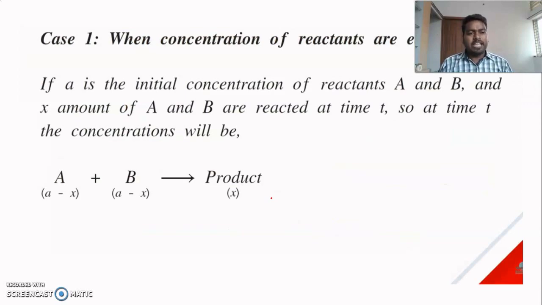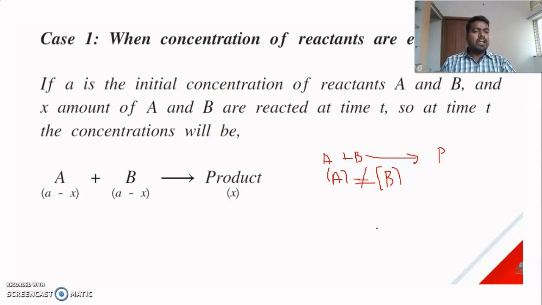Now let us derive the expression. Here 2 cases are possible. Let us consider the reaction A plus B gives product P. Sometimes the rate of reaction depends on the initial concentrations of reactants A and B. Here there are 2 possibilities. Sometimes the concentration of A is equal to B, and at that moment the rate expression is different. Sometimes the concentration of A is not equal to B, and at that moment the integrated rate expression is different.